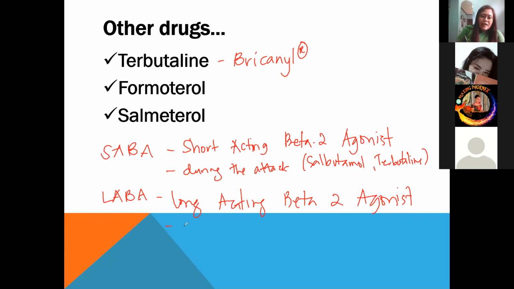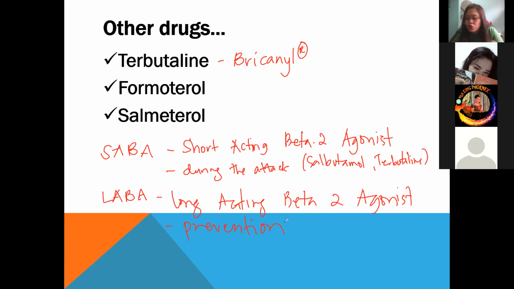Now, si long-acting is more on the prevention. Okay? Prevention of the attack. So, you don't use LABA during the attack kay long-acting siya. So, dugay pod ang iyahang action. So, madugay ang suffer sa patient, kay mamatay na ang patient, wala siya kaginhawa niya, long-acting ang gihatag. So, si LABA class, ginahatag nato siya for prevention.